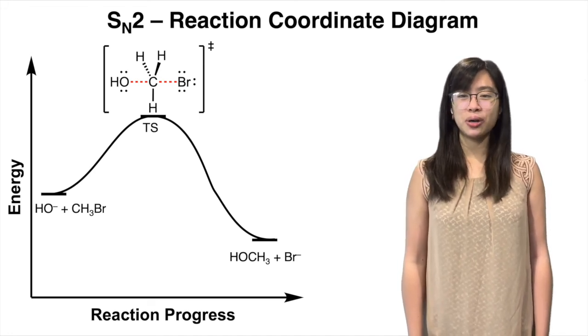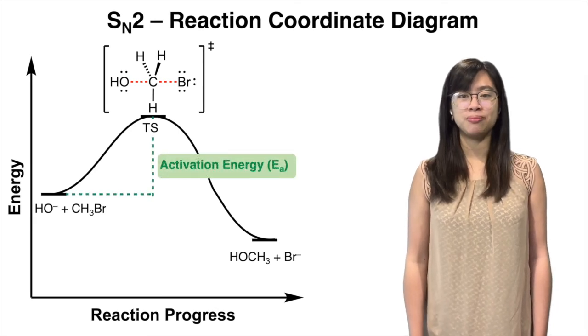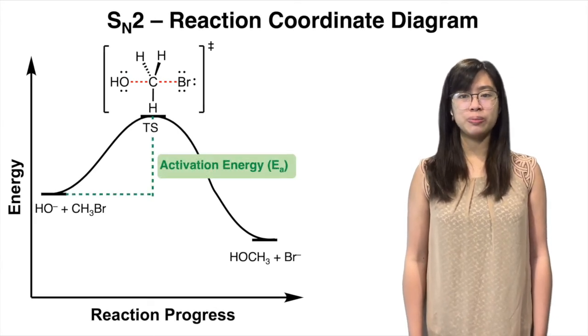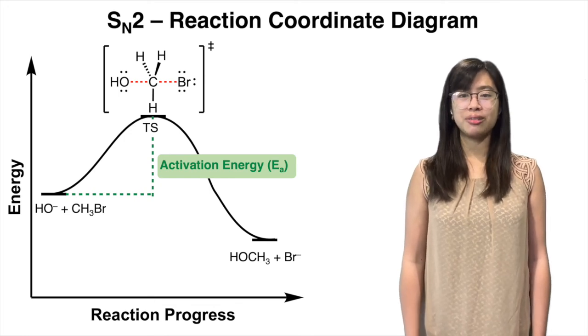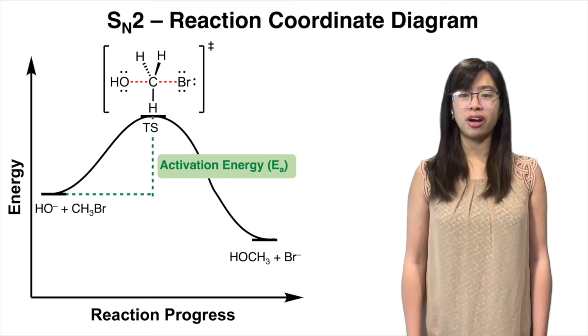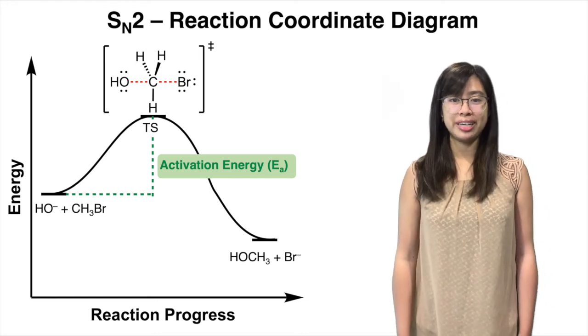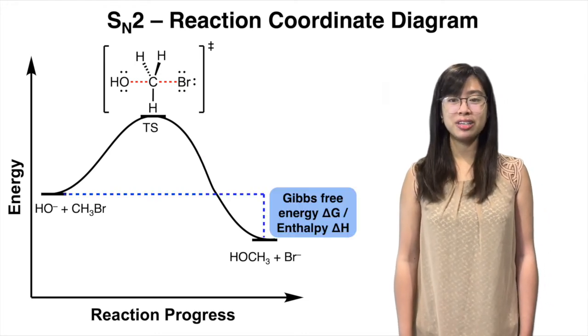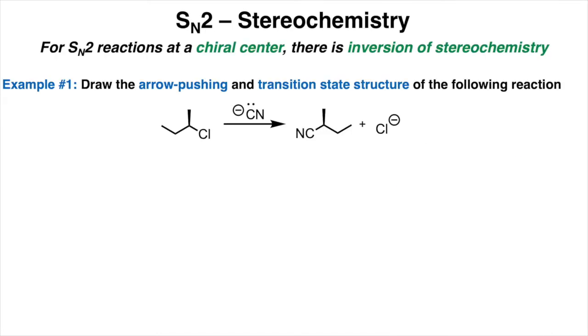From here, it takes a certain amount of energy called activation energy to reach the transition state. Activation energy can also be written as E sub A. Then, from the transition state, the reaction goes to the formation of the product as the leaving group fully leaves. The amount of energy between reactants and products is the Gibbs free energy, delta G, or enthalpy, delta H.